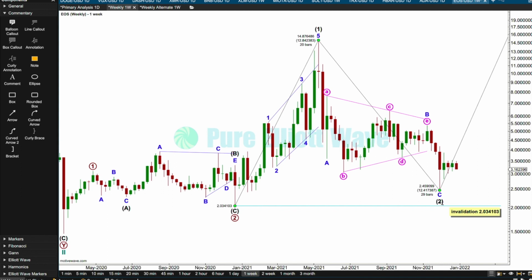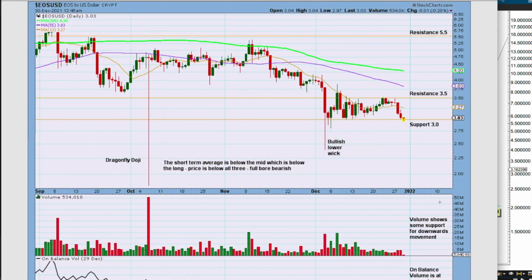Let's have a look at classic analysis and see if that conclusion of possibly a low in place is supported. I'm just going to look at the daily chart here. The moving average situation is full bore bearish. The short is below the mid, is below the long. They are all negatively sloped, and price is below all three. So that's bearish. Price is actually consolidating with resistance at 3.5, support at 3.0.